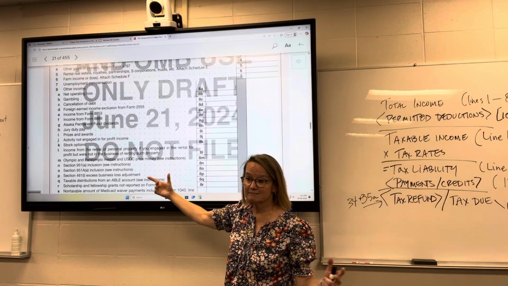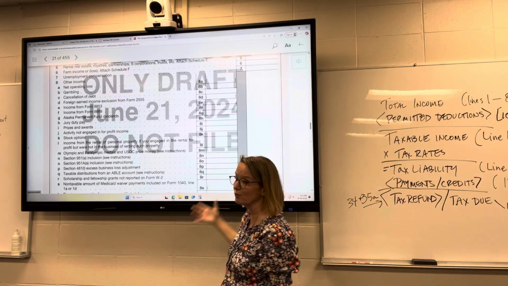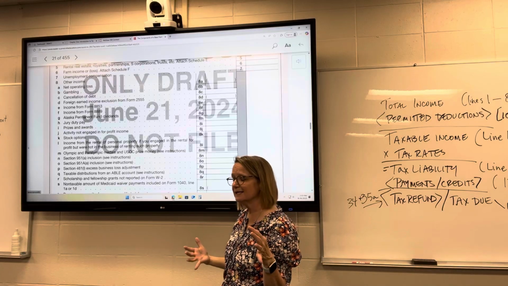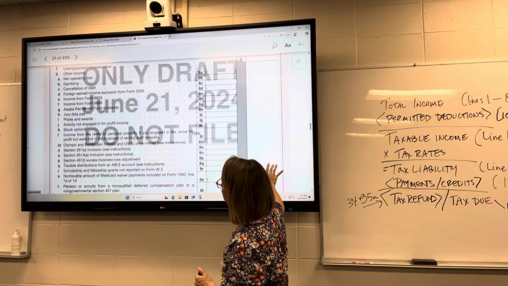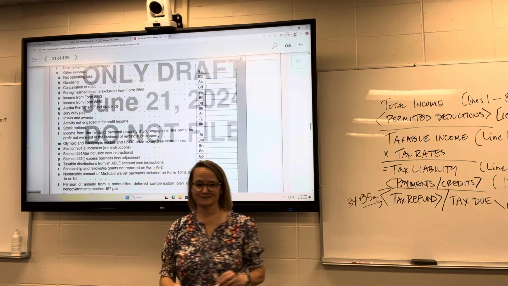Jury duty pay, that's also something, even though you don't get a form for it. So even if you don't get a 1099 or a form for something, doesn't mean that it's not taxable. A lot of different types. Look at this, Olympic and Paralympic medals. Did you know they were taxable?